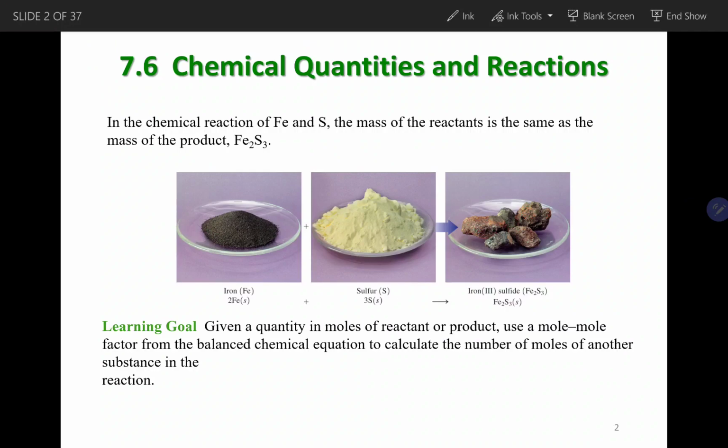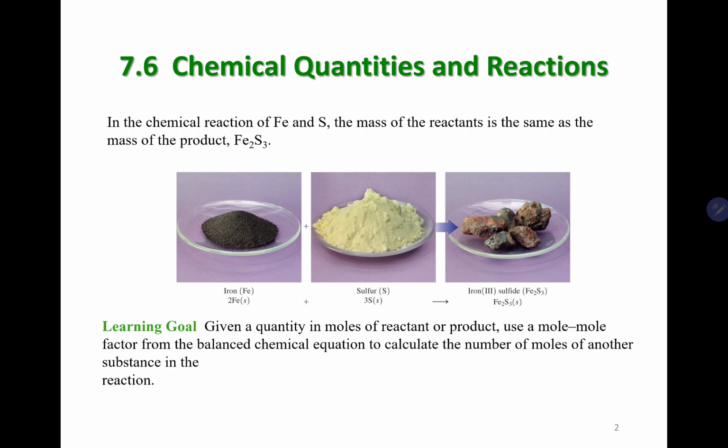An important fact about chemical reactions is that the mass of reactants is the same as the mass of products. The mass of reactants is the same as the mass of products. In this example, I have a reaction between iron and sulfur, giving you iron 3 sulfide. If you add the mass of iron that reacted with the mass of sulfur, it should be equal to the mass of iron 3 sulfide that you generate from this reaction.